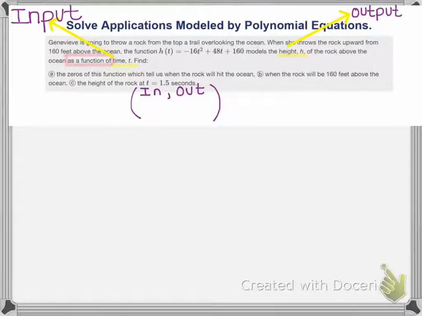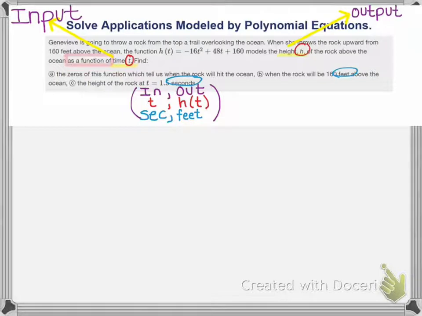Because of the way that sentence was written, I know that my input is the t value and my output is h, or h of t. So instead of x, comma, y, I have t, comma, h, or time, comma, height. And it's also nice to know those units. So my time is measured in seconds and my height is measured in feet.